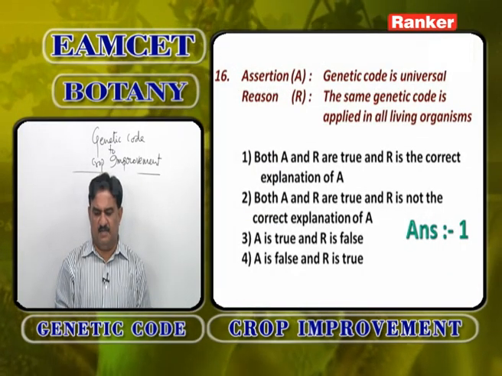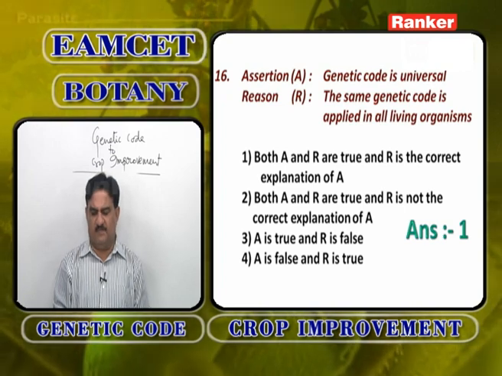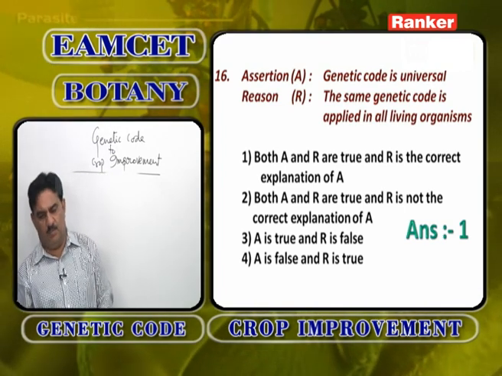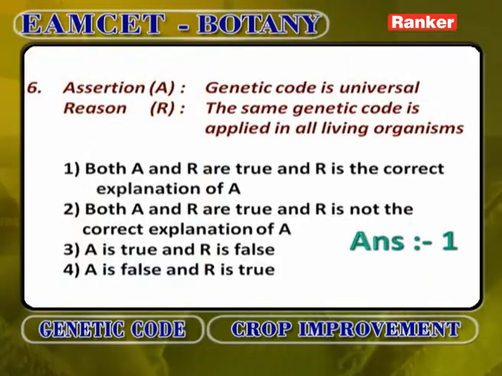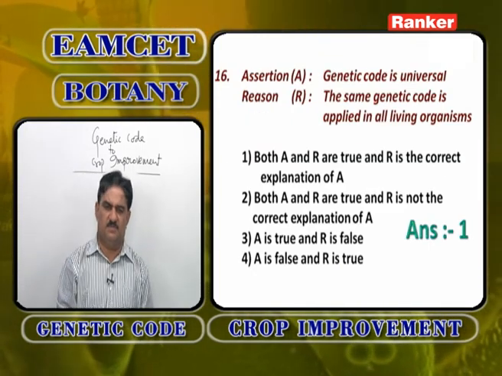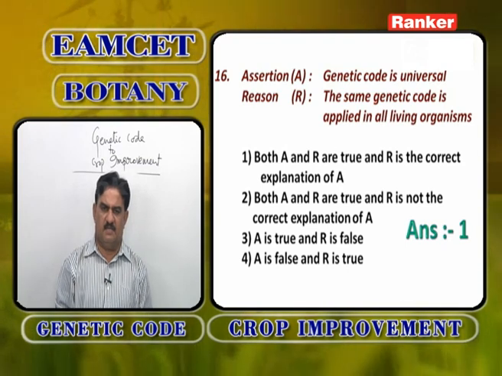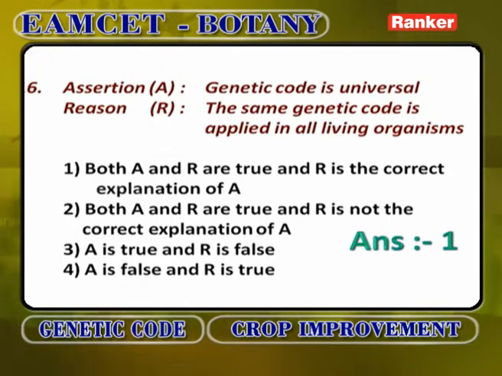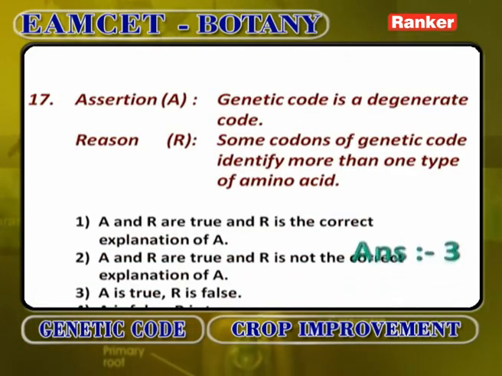Genetic code is universal. The same genetic code is applied for all living organisms. Why is genetic code universal? Because the same genetic code is used for all living organisms. So, A and R are correct, and R is the correct explanation of A.